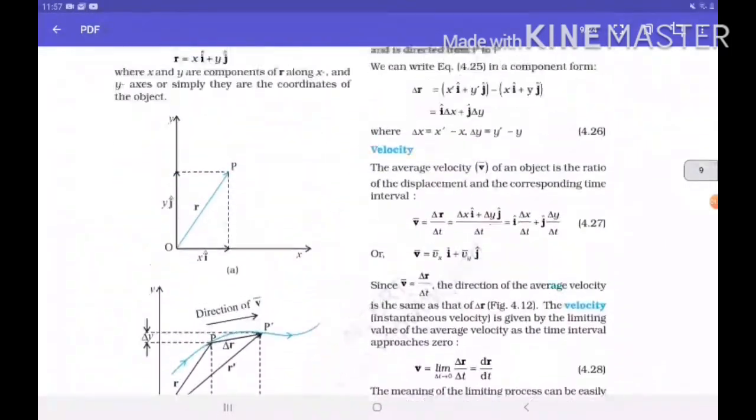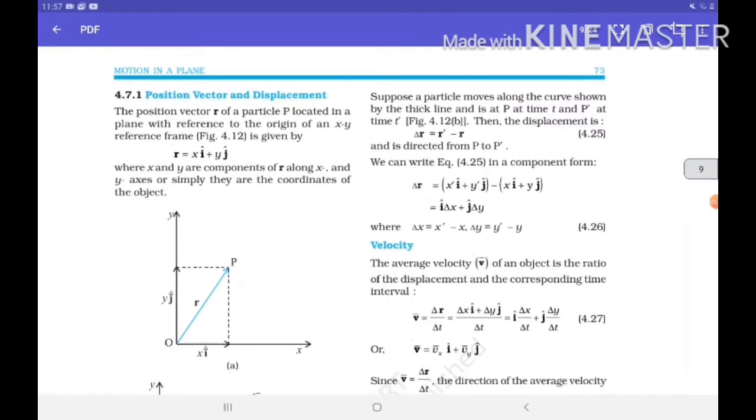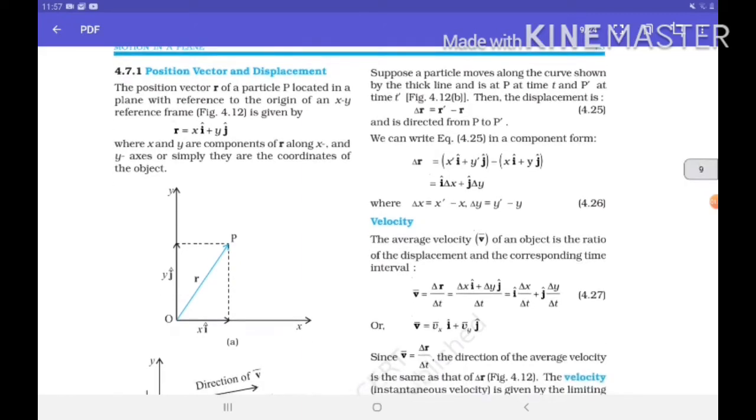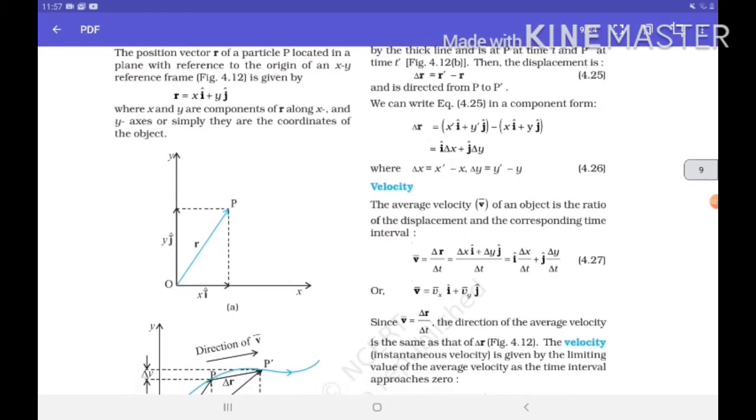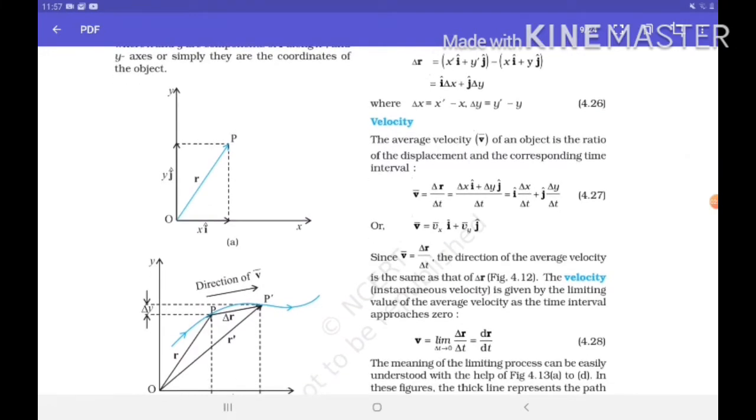So here, suppose a particle moves along the curve shown by the thick line, and is at P at time t and at P dash at time t dash. Then the displacement is delta R is equal to R dash minus R and is directed from P to P dash. We can write the equation in component form. Delta R is equal to (x dash i cap plus y dash j cap) minus (x i cap plus y j cap), which is i cap delta x plus j cap delta y, where delta x is equal to x dash minus x and delta y is equal to y dash minus y.